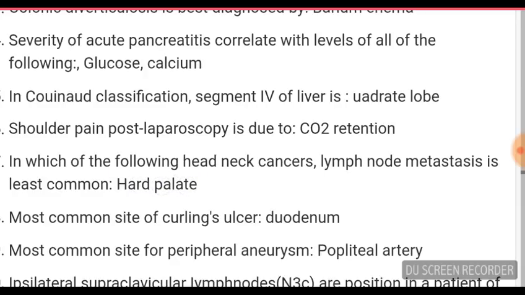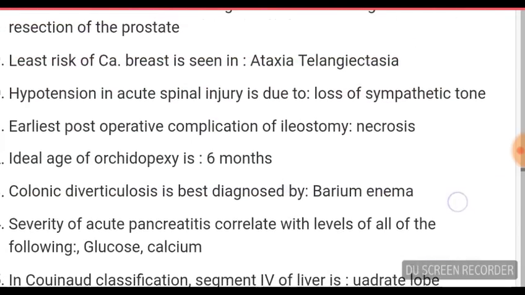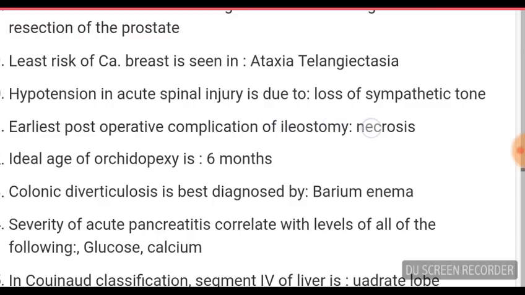See, these are very important one-liners. You just listen to them and you will get it correct in your exam. Most common site of Curling ulcer is the duodenum. Most common site of peripheral aneurysm is the popliteal artery. Earliest postoperative complication of ileostomy is necrosis.